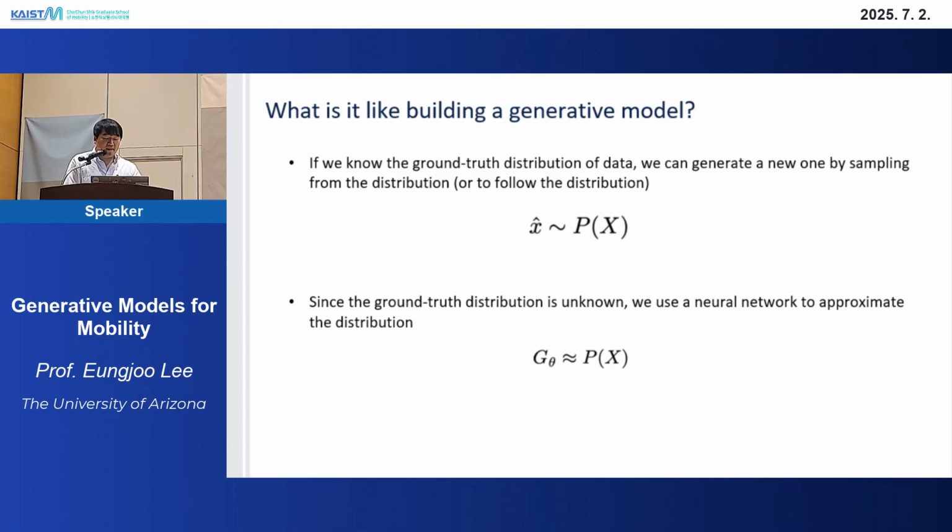So what is it like building a generative model? If you know the ground truth distribution, in the first example I talked about a uniform distribution, and the second one was about a Gaussian distribution. Once you have this understanding, you can generate a new sample of data by sampling from the distribution. And since the ground truth distribution is typically unknown, we try to use a neural network to approximate the distribution.